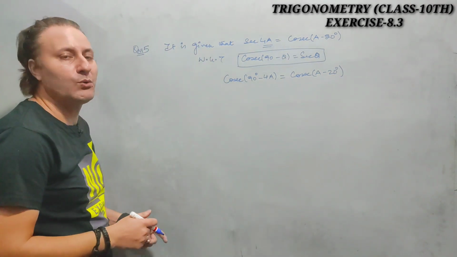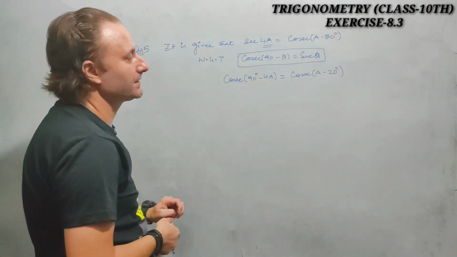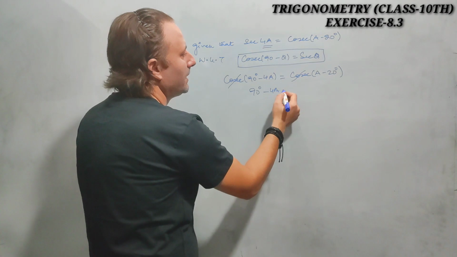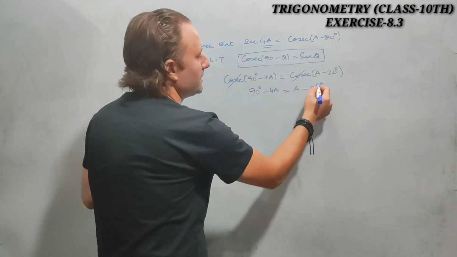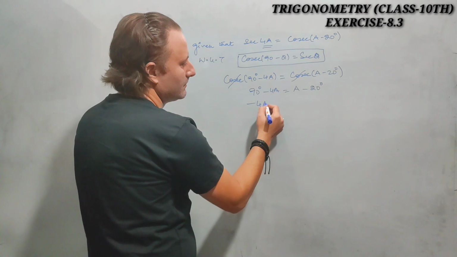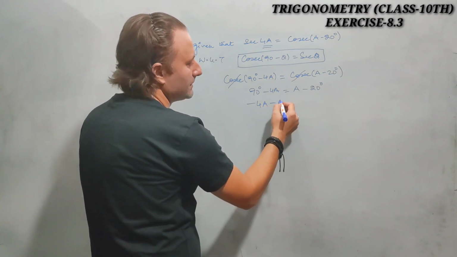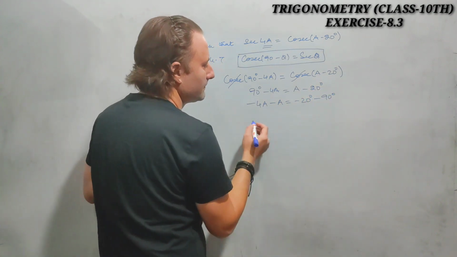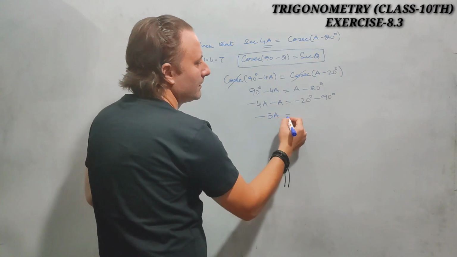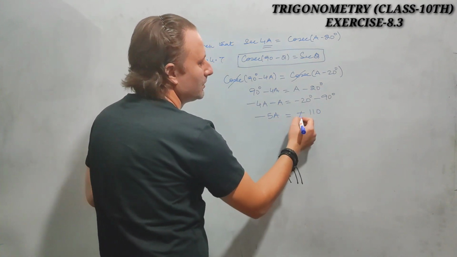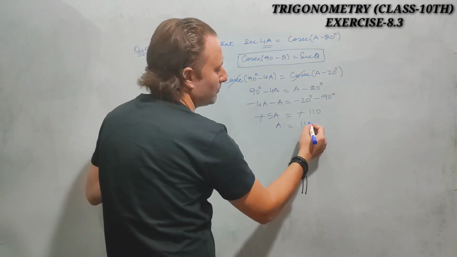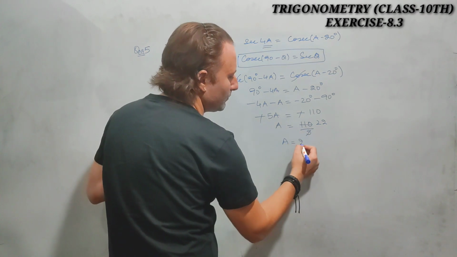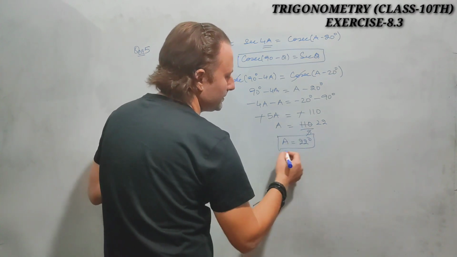Many of you will know what I am supposed to do in the next step. So cosec and cosec are gone. Now we have 90 minus 4A is equal to A minus 20. Now let's take the A's: this is positive, it comes here as negative. Positive 90 goes there as negative. Now this is minus 5A, and this is minus 110. Minus and minus gone. A is equal to 110 upon 5, 22. So we have A equals 22 degrees.